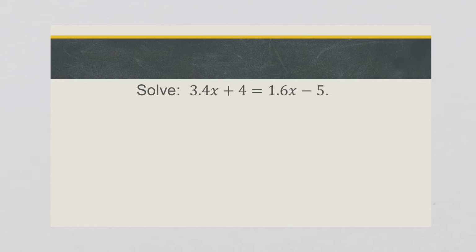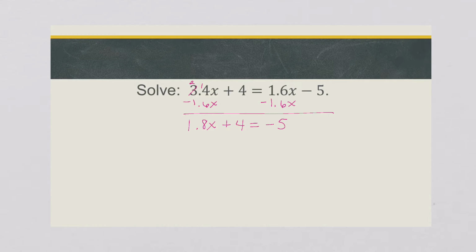You guys knew I couldn't stop at fractions, right? Now I've got to throw some decimals at you. So I'm going to subtract 1.6x from both sides. So 3.4 minus 1.6. I've got to borrow. 14 minus 6 is 8. There's 1.8x plus 4 is equal to negative 5.